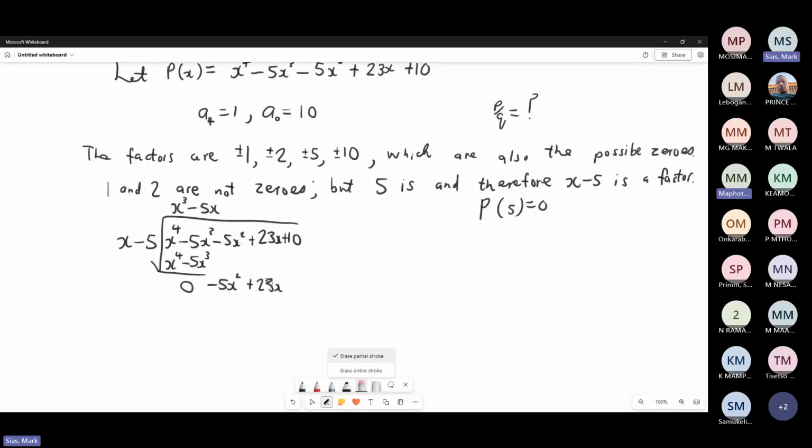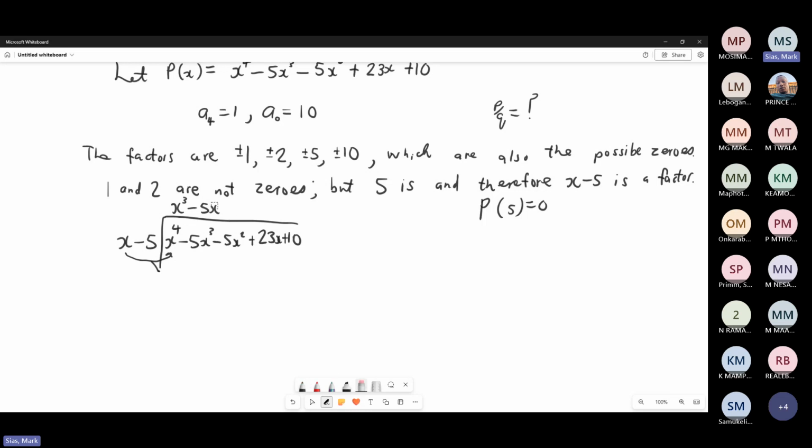Yes, thank you. Okay. I'm not sure at what point I lost you guys, so I'm just going to start again. So we've established that P of 5 is 0, that 5 is a root of that polynomial. Therefore, x minus 5 is a factor by the factor theorem. Now we ask the question, how many times does x divide into x to the 4? Well, it goes there x cubed times.